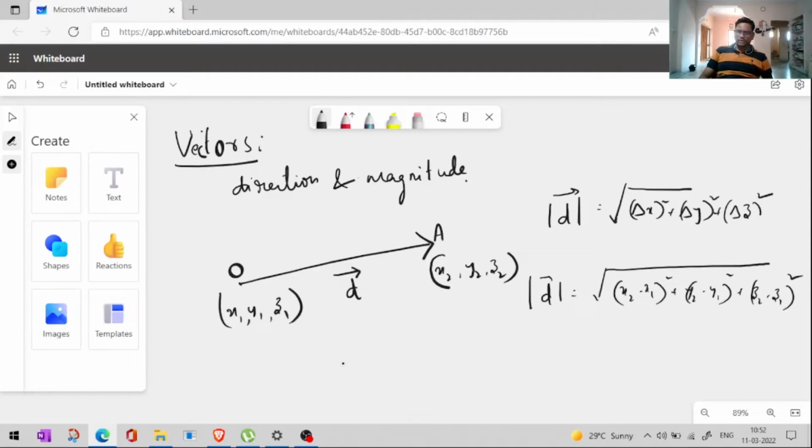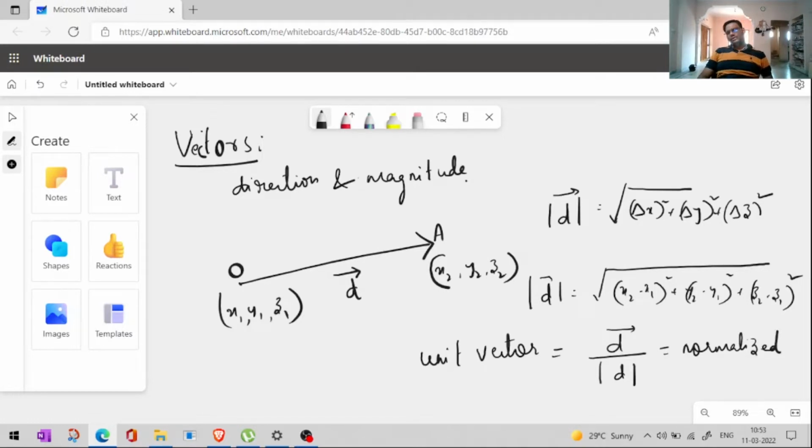And the unit vector in this particular direction, you can write the unit vector equal to d bar by mod d. This is a unit vector in this direction. This is also called a normalized vector. We'll see what this normalized vector is in more detail. Okay, this is the basics of vectors.